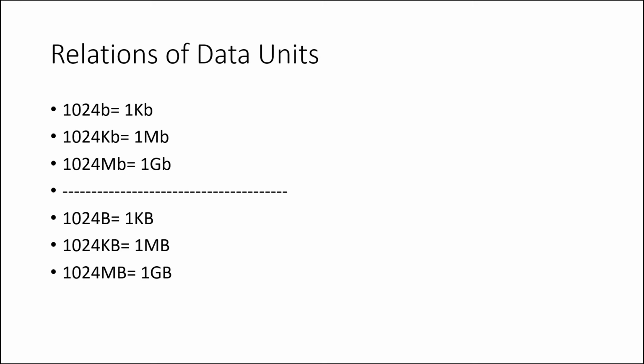Now let's have a look at bytes. It's the same as the bit relations. 1024 bytes equal 1 kilobyte. K comes after 1024 bytes. Okay, then next one, 1024 kilobytes equal 1 megabyte. Then 1024 megabytes equal 1 gigabyte. So these are the relations of data units.